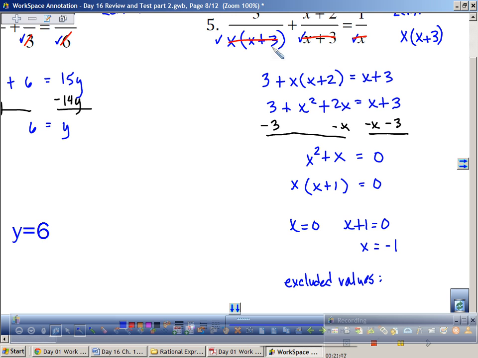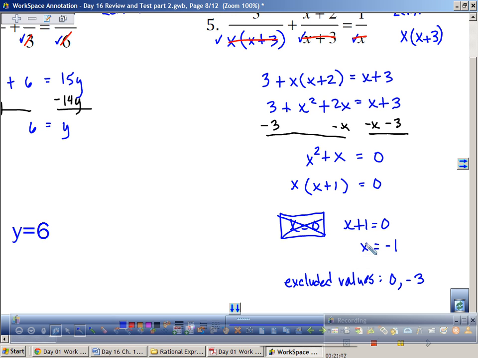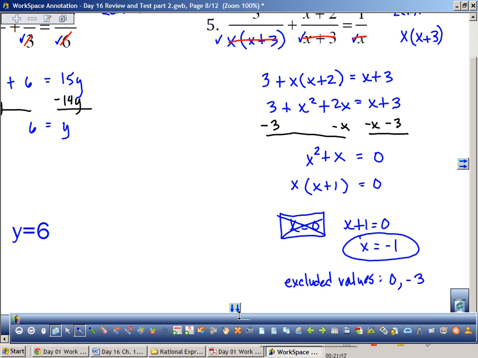Okay, so what are my excluded values? 0, because X can't be 0, because if that was 0, that would make the whole thing 0, right? And what else? -3. Do we care? Isn't one of my solutions 0? So can X be 0? No. So my only solution is -1.